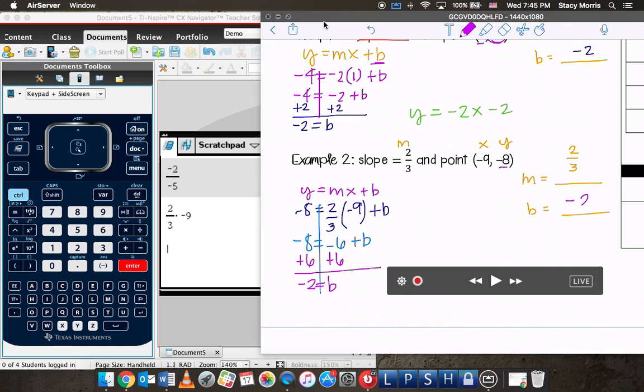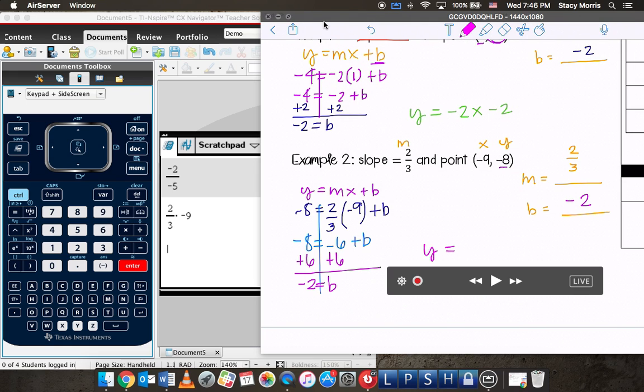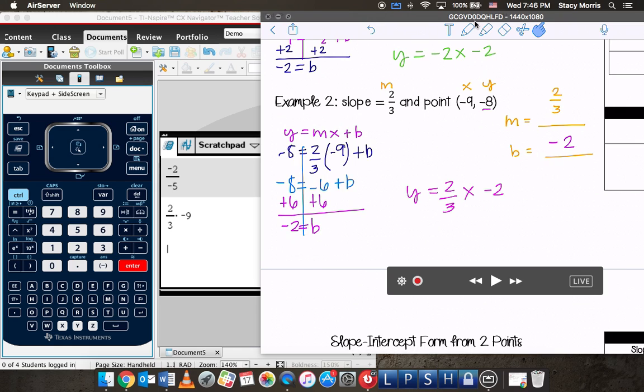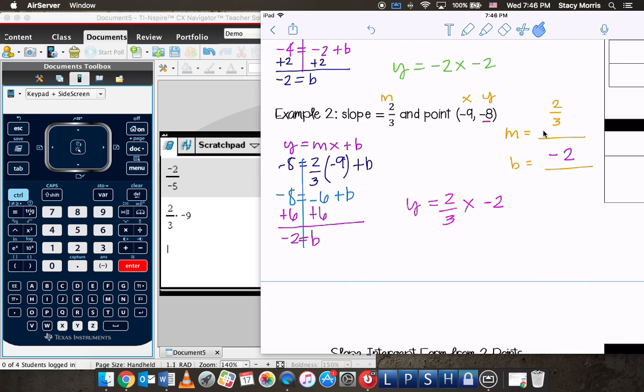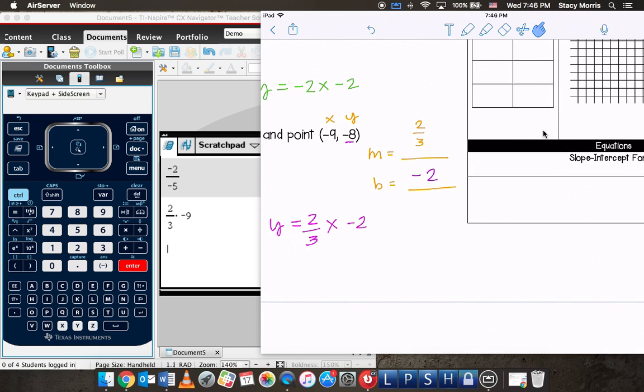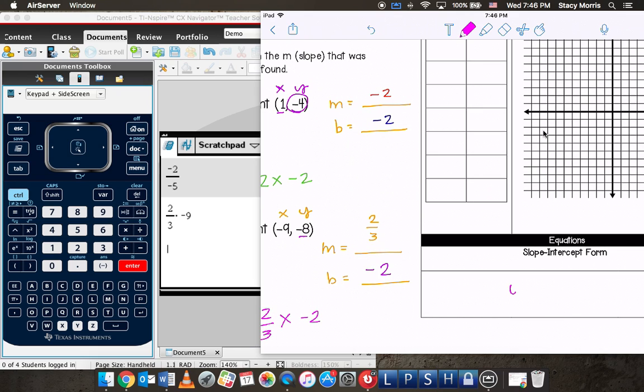So -2. So in y equals mx plus b, it's going to be y equals, our m was 2/3, x minus 2. All right, so we're going to take that example actually, and we're going to fill in this table over here to the right. So y equals 2/3 x minus 2. What this is asking you to do is just a lot of different stuff that we're really going to focus on using our calculator for. So I'm going to write this equation over here, y equals 2/3 x minus 2.